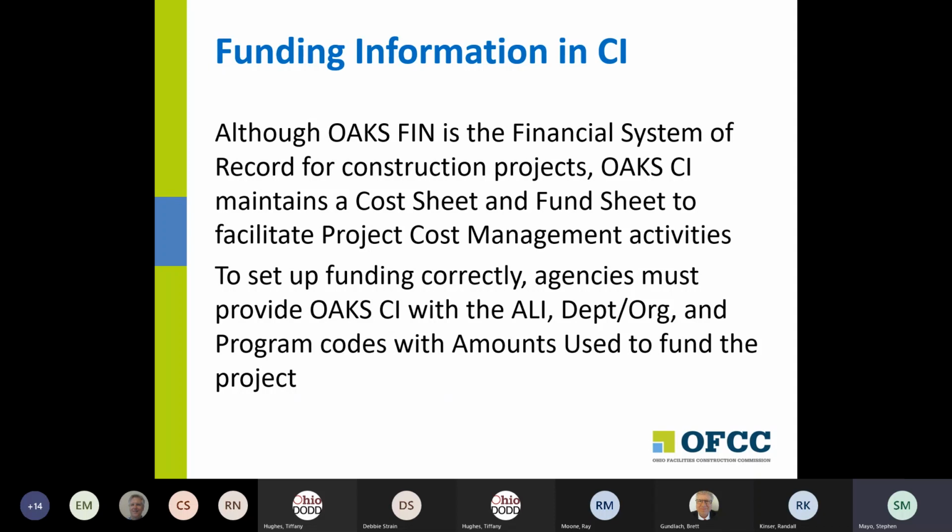And so to set those up properly, we have to have some insight into what funds the agency is using to fund the individual project. What we're generally asking for is, for this project, what are the ALI, the department org code, and the program code that you use. And given those codes, then within OCI, we can set up appropriate fund code attributes to manage all of that. And it facilitates putting the funds on purchase orders and vouchers.